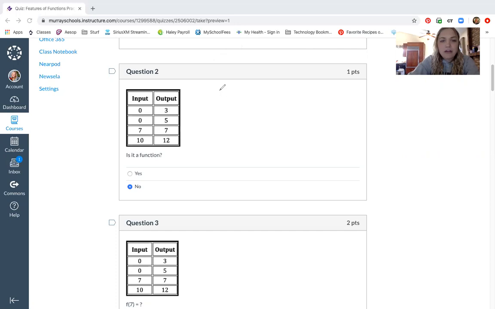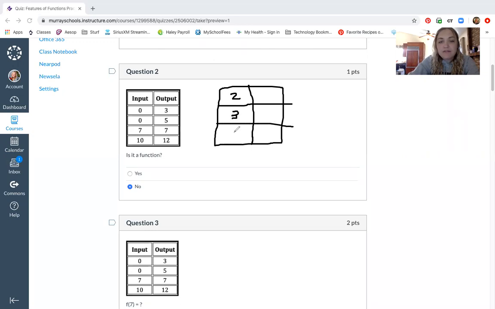Now, another thing I want to point out, it didn't happen on this, but it might happen on other problems: let's say we had this table with inputs 2, 3, and 4, and let's say 2 goes to 0, 3 goes to 0, and 4 goes to 1. I'll sometimes ask you if something like this is a function.